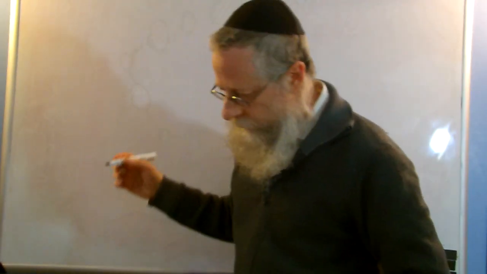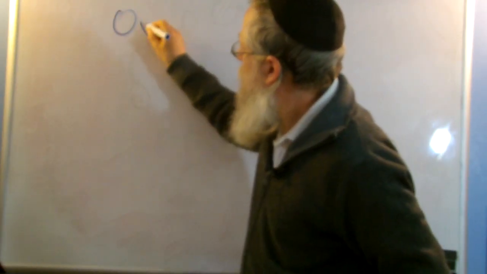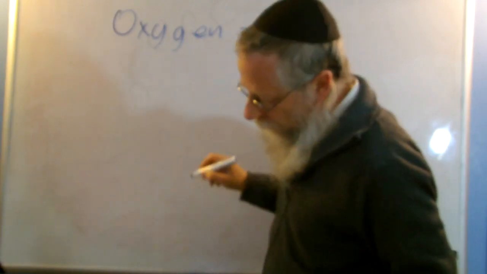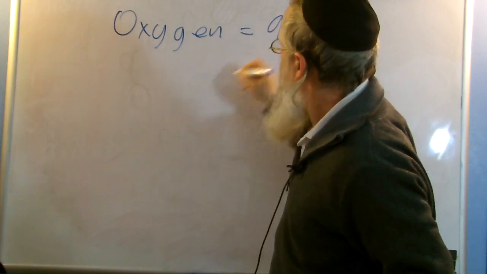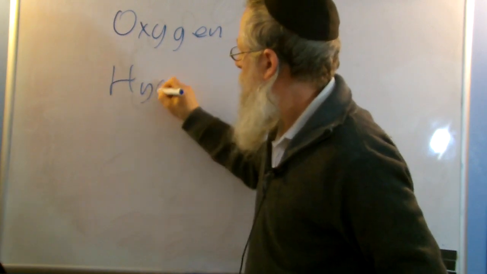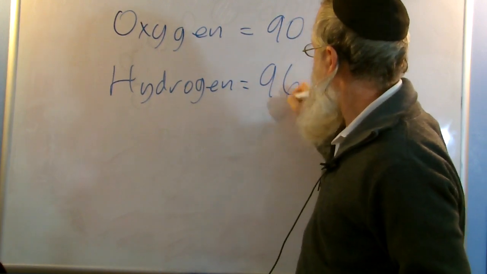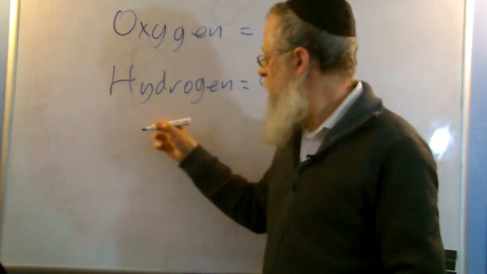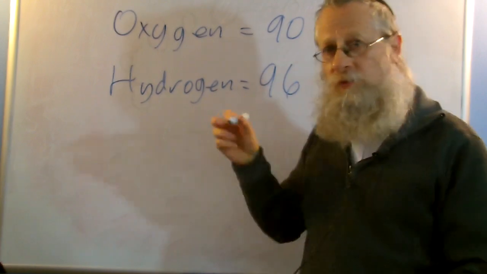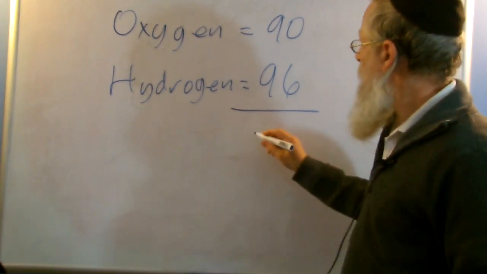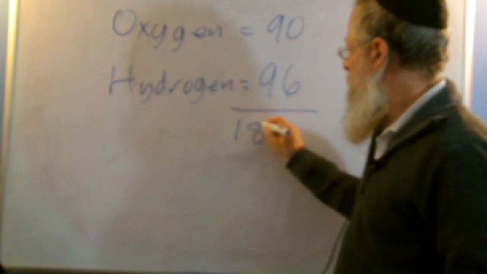So now we have oxygen, and we work out the placement value of that, which is 90. And we have hydrogen, and we work out the placement value of that, which is 96. And we have two of those. But if we just add those two basic ones, which forms the ring, because you only need one hydrogen to form the ring, we add that together, we get 186.